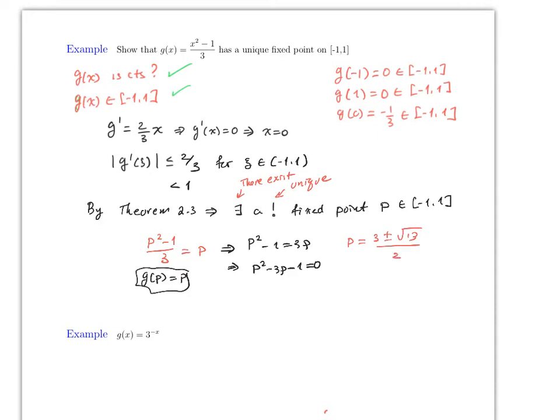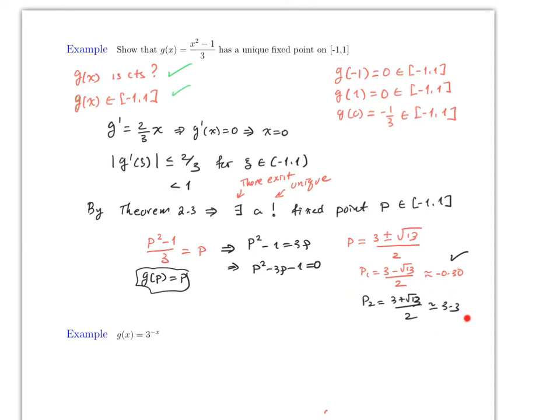And notice that you had two fixed points, so p1 will be 3 minus radical 13 over 2, which is around negative 0.30, and this is the one just as promised. Now notice that there is a second fixed point, but this one is around 3.3.